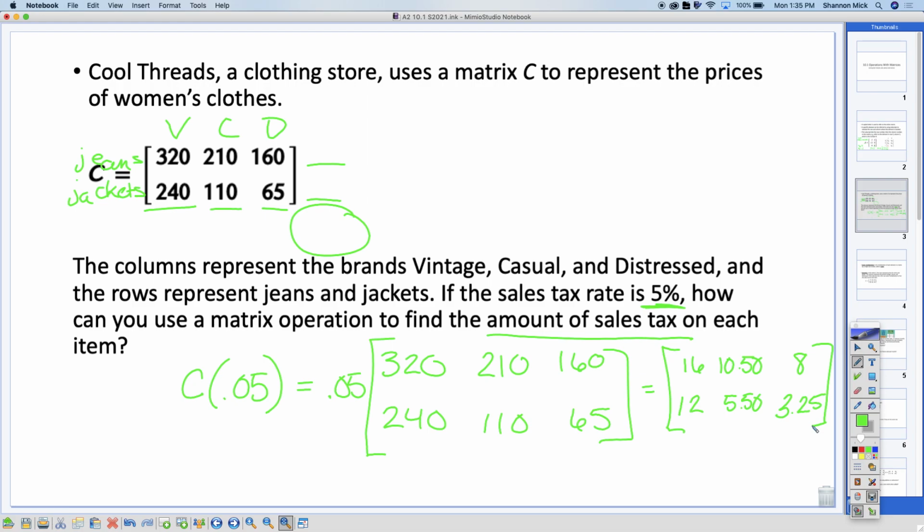Okay, so how much tax do I charge on each of those things? Those numbers. Okay, so vintage jeans, how much tax gets charged? $16 extra dollars. For the distressed jacket, how much tax? $3.25. So are these things useful?